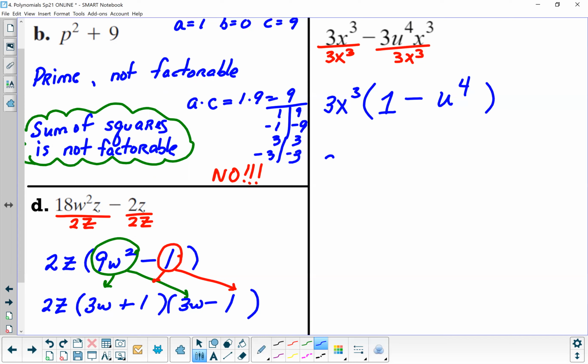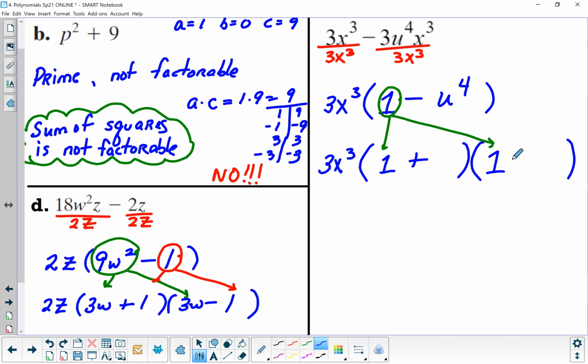Okay, so I'm going to bring down the 3x cubed, and for the 1, that is telling me what to put here and here. 1 and 1, and then plus and minus. Now, what about u to the 4th? Well, that tells me what to put second. It's going to be u squared and u squared. Okay, now you might be quite pleased with yourself if you got this far, but we actually are not done.